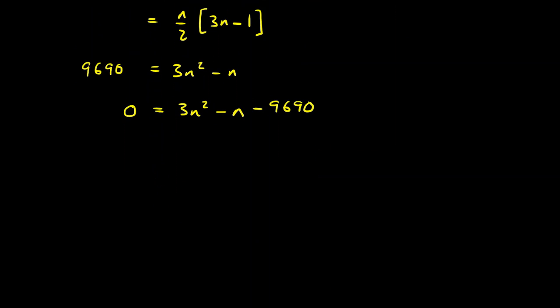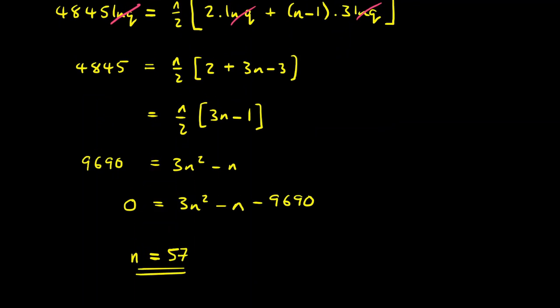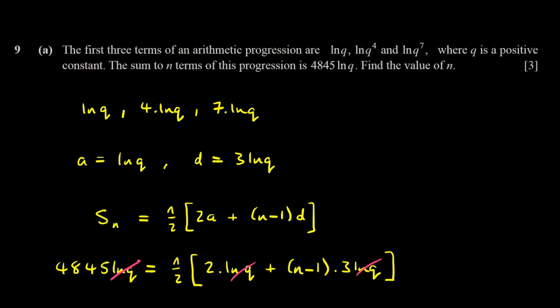I think it's probably going to be quite a difficult quadratic to factorize in your head. So I suggest at this point, the best thing to do is either use a calculator, or if you don't have a calculator, you can use the quadratic formula. If you do that, you're going to get a positive and a negative solution. The negative solution we're not interested in. The positive solution you get is n is equal to 57. So I think that means that we've solved our answer to part A.